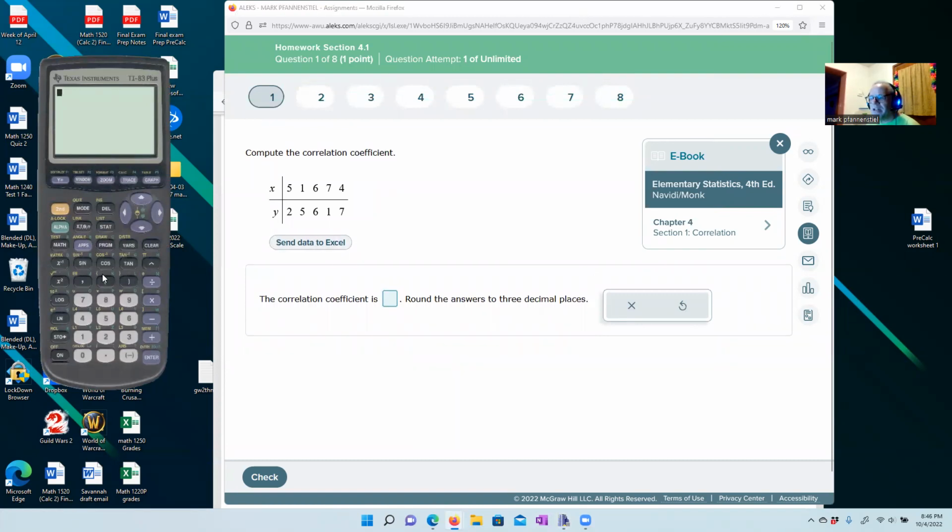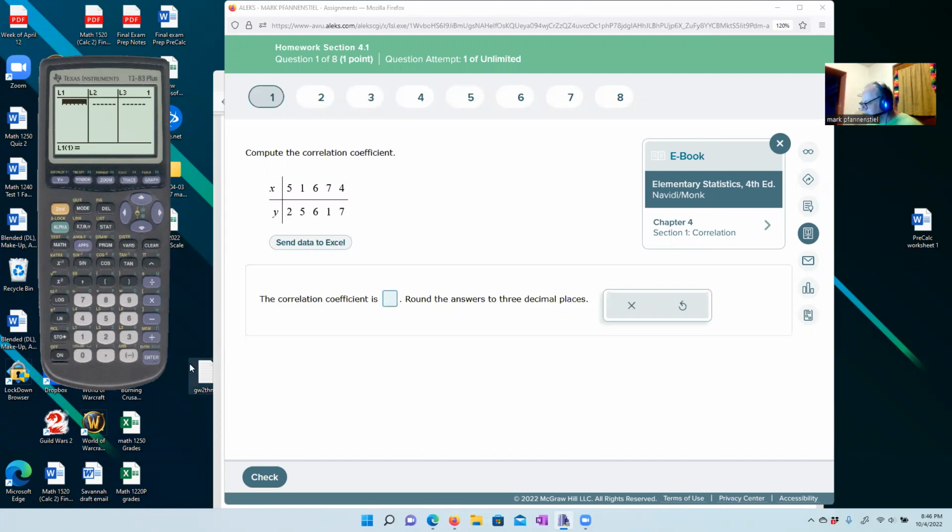Okay, so what we're going to do is go to stat. I'm going to clear my list, just in case we haven't cleared everything. We'll say clear list, and then second function, list 1, comma, second function, list 2. We're just clearing the lists. Now when I go back to stat, we're going to edit, and we're just going to type in the numbers.